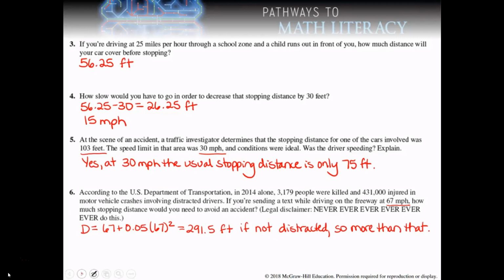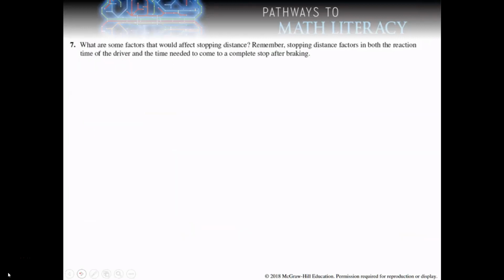In 7, what are some factors that affect stopping distance? Well, there are lots of things that come into that. One is your own natural reaction time, and then there are other things that affect reaction time, like how well you're concentrating and visibility, as well as things that affect how fast the car can stop once you do hit the brakes, like road conditions and weight of the car.